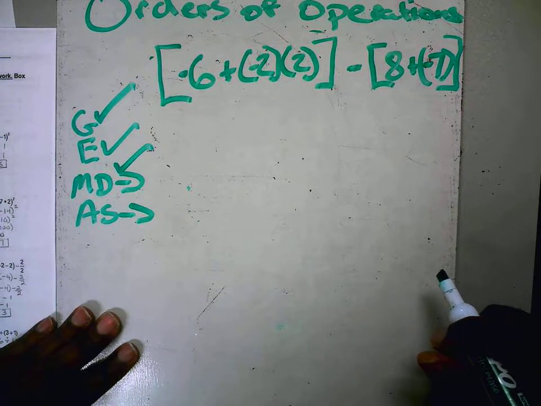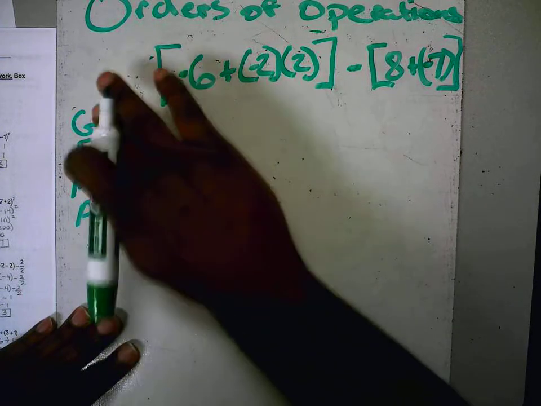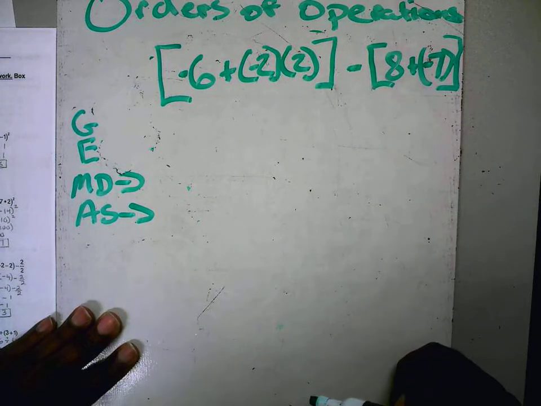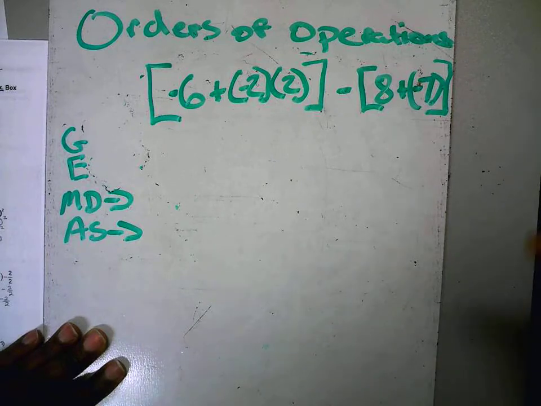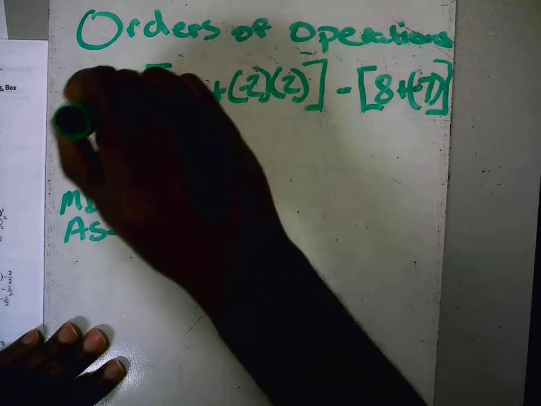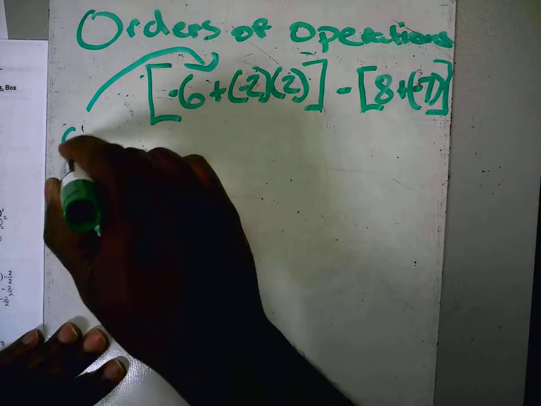Alright, so now we have, whoa, what's that? We have two groupings. So you always work what? Left to right. So we'll do the grouping on the left first. Alright, so when you go inside of a grouping, you go back to the beginning of the operations. So we're in grouping, so now we go inside the grouping, inside of this bracket, and we start back from the top.